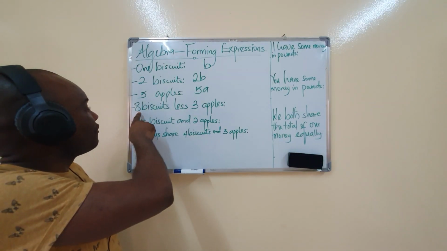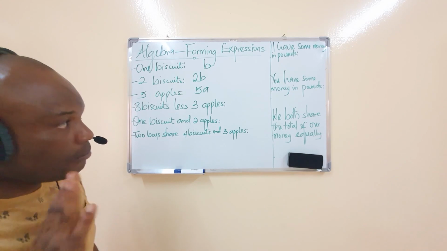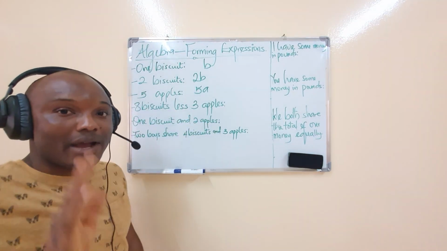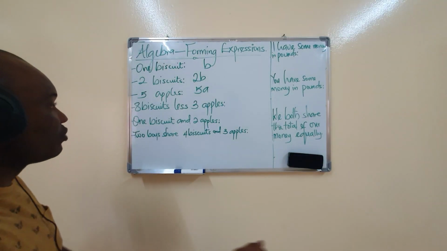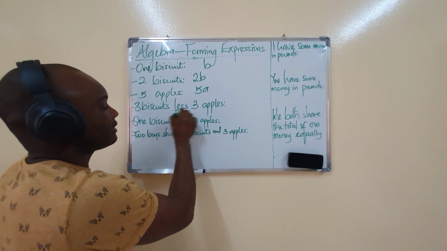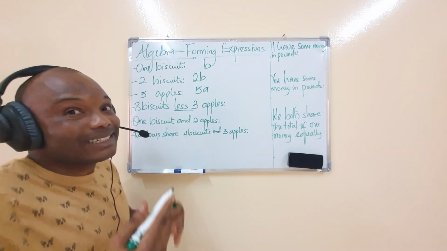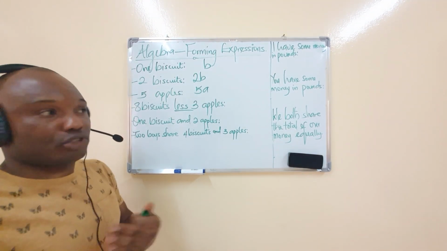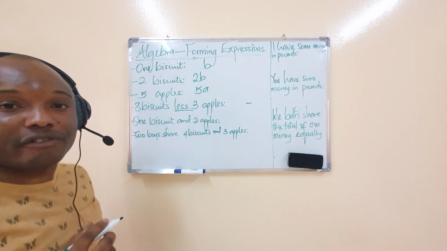This time around we have 8 biscuits less 3 apples. Before we can write this expression correctly, we need to analyze some words. One of the words we need to look at is the word less. This brings in a mathematical operation to our mind. When something is less, that shows subtraction. So, we are obviously going to subtract something from something.